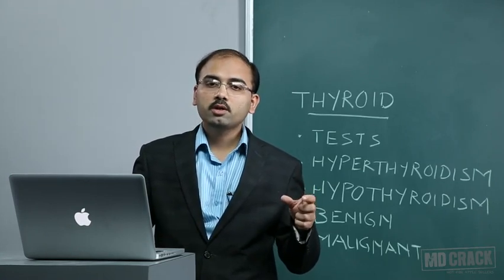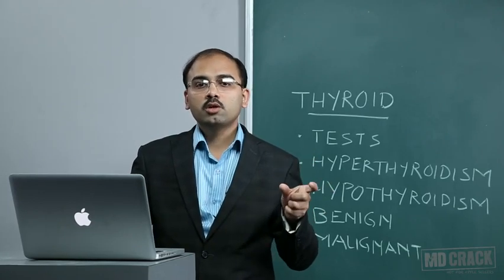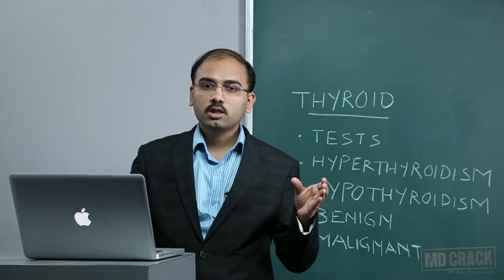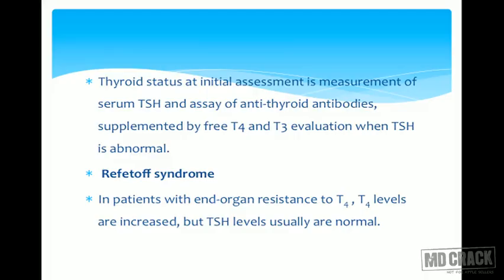So this is very important because they may ask you which of the following influences the body's total T3 or T4 concentration. Thyroid status at initial assessment is measurement of serum TSH and assay of antithyroid antibodies. These are supplemented by free T3 and T4 evaluation when TSH is abnormal. So when TSH is abnormal, you have to supplement it with free T3 and T4 assay.